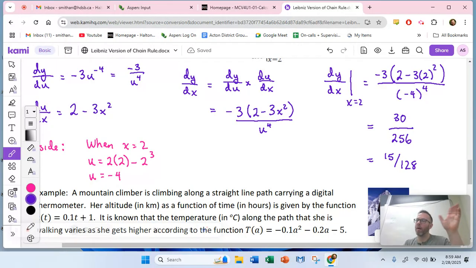You guys have your fraction buttons. You can see if that reduces any further. I don't think it does. Since 128 is a power of 2, that would also give you a nice decimal, but I think I'll leave it as 15 over 128.